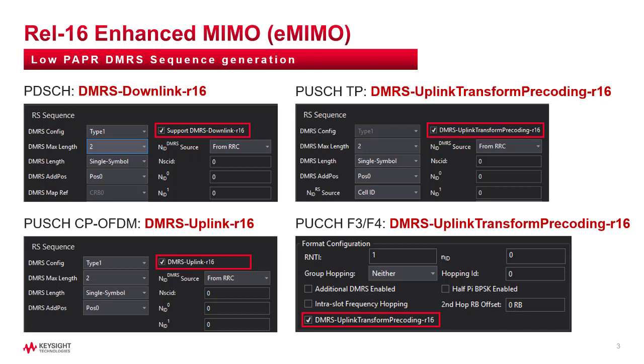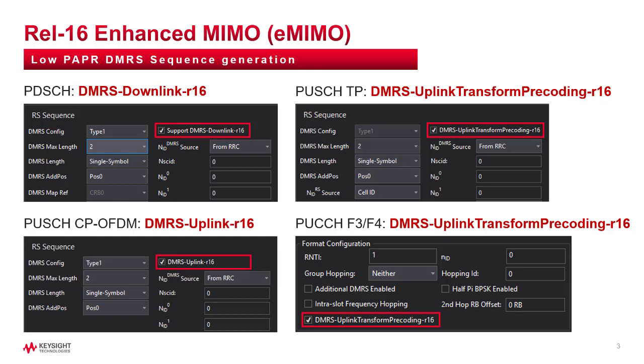Regarding enhanced MIMO, the major change in physical layer is the new DMRS sequence generation with low PAPR level that is similar to the data symbols. In Signal Studio and VSA, there is a dedicated Release 16 switch for each channel to control if the sequence generation should be done with the Release 16 definition or not.